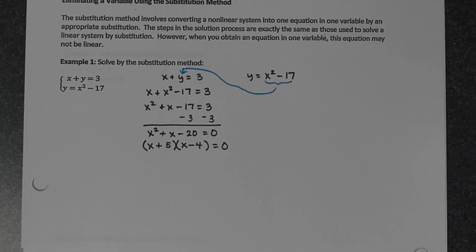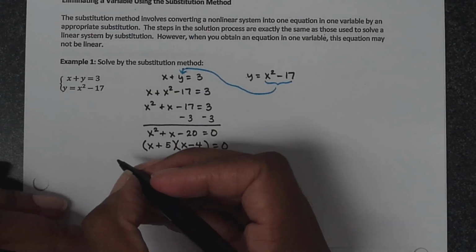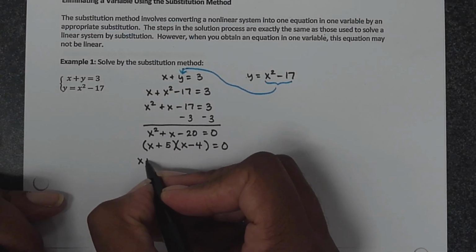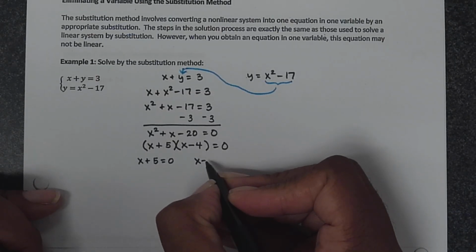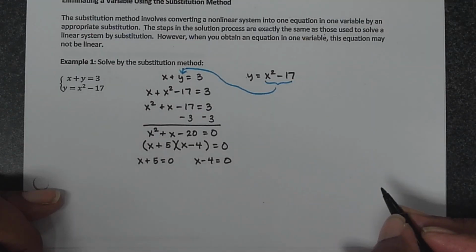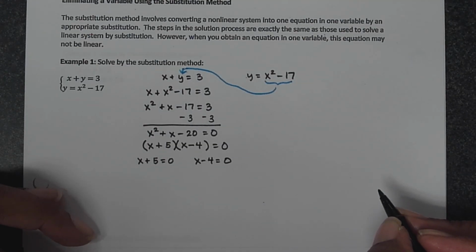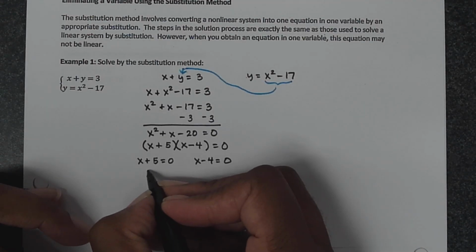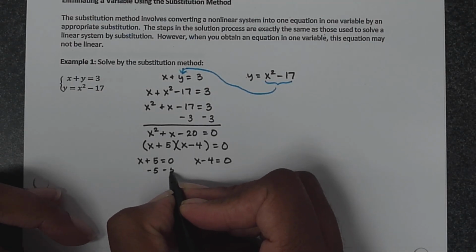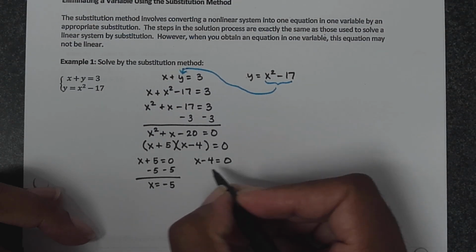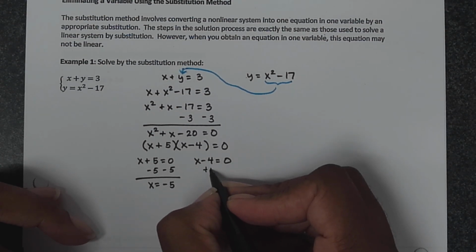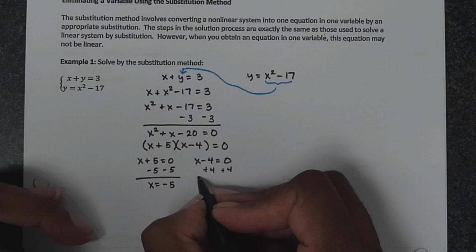And then I'll set each binomial factor equal to 0. So this means x plus 5 is equal to 0, and x minus 4 is equal to 0. And then for each equation, I'll solve for x. So for the x plus 5 equal to 0, if I subtract 5, I get x is equal to negative 5. And then for the x minus 4 equals 0, if I add 4, you'll get x is equal to 4.